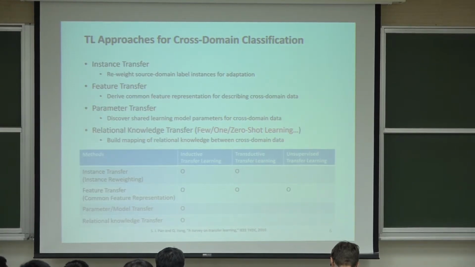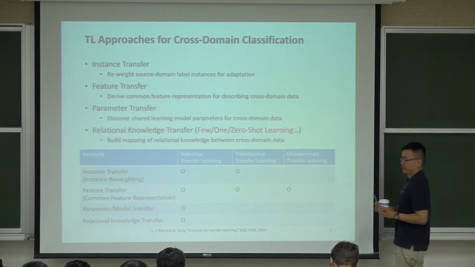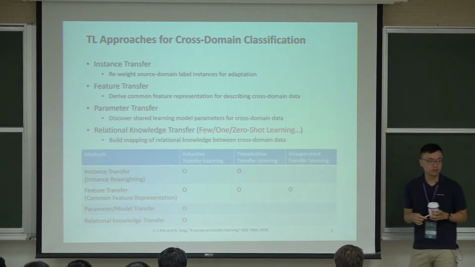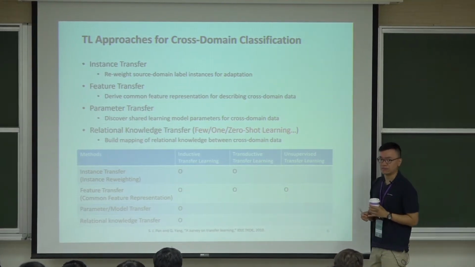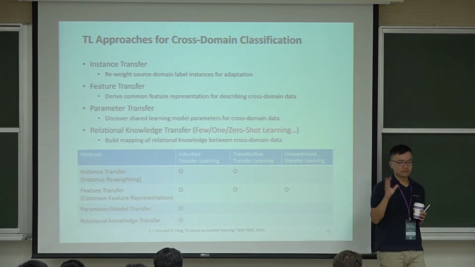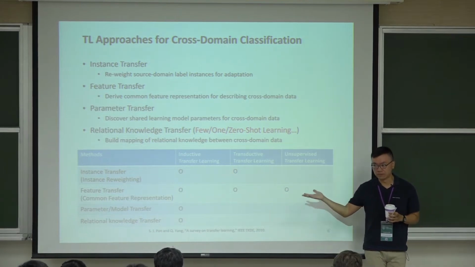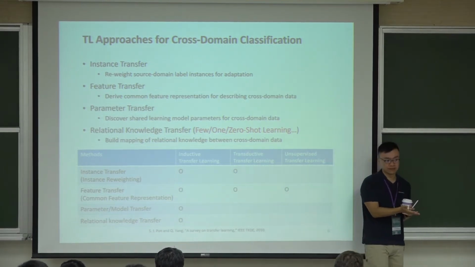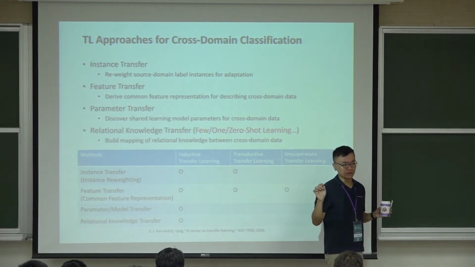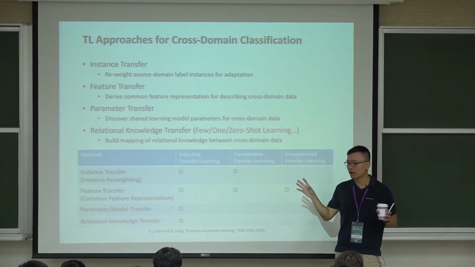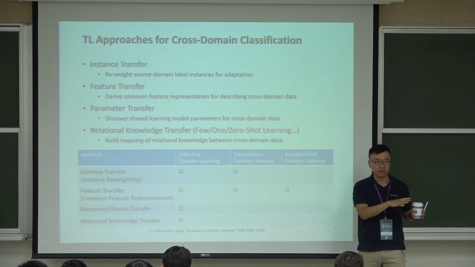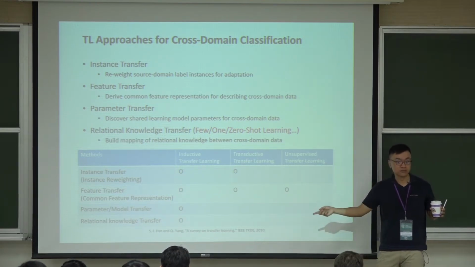Okay, so if you were awake in the first lecture, you would remember for classification, we have different techniques to deal with the domain adaptation task. The first one is instance transfer. Recall that if we have labeled source domain data, and we also have labeled target domain data, then we need to identify which instances in the source domain are informative. They are helpful for designing the classifier for the target domain. That is considered instance transfer.